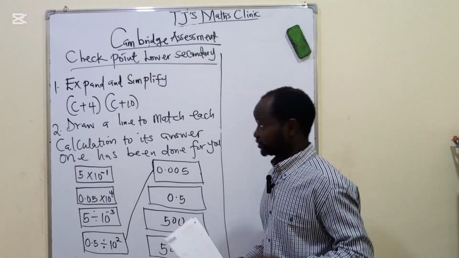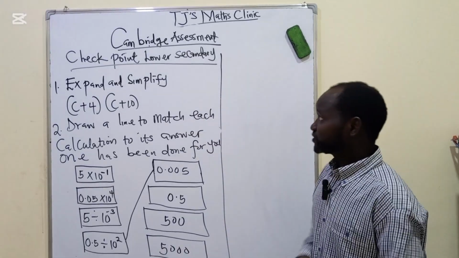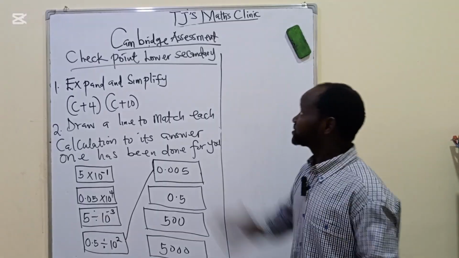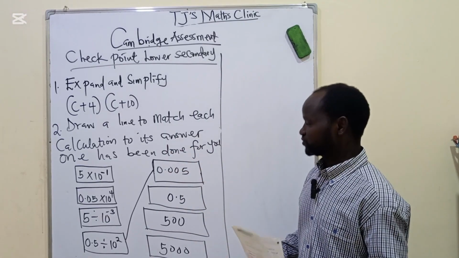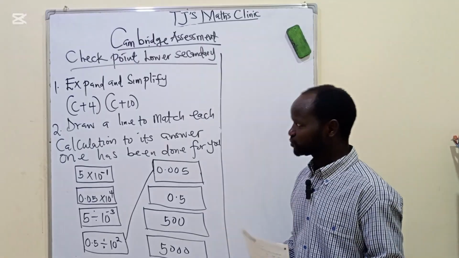In today's presentation, we are looking at this Cambridge assessment. This is checkpoint lower secondary. That's for JS3, that's junior secondary. Let's look at how we can handle this question.